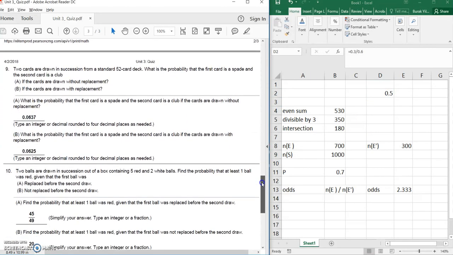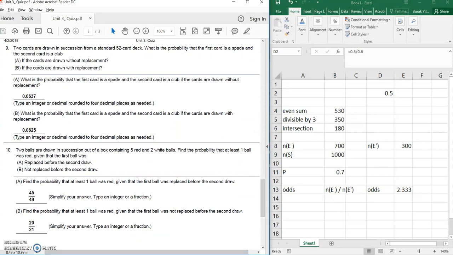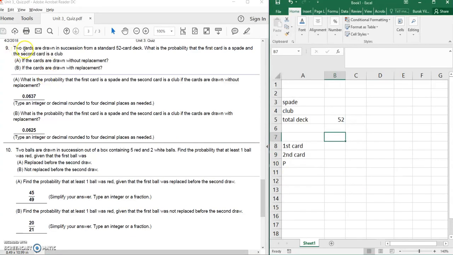Okay, number 9, we're getting to the end. Number 9 is a typical deck of cards question. In part A, it is asking, when you draw 2 cards without replacement, what is the probability that the first card is a spade and the second one is a club? So look at this setting here in the Excel. First of all, in the total deck, there are 52 cards. How many of them are spades? 13. And how many of them are clubs?